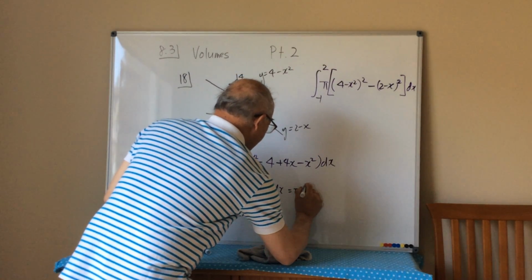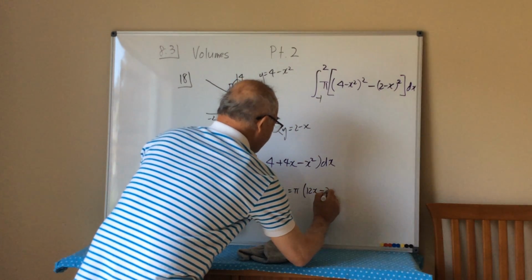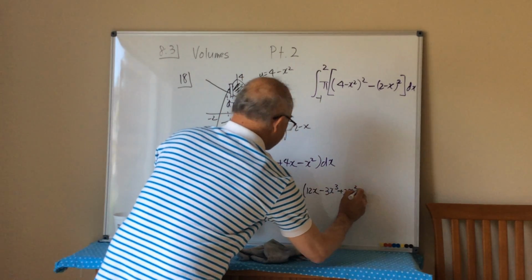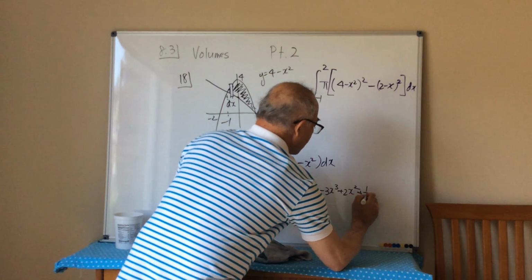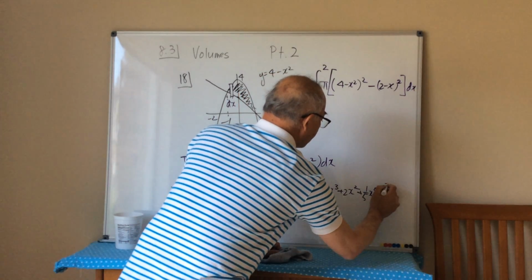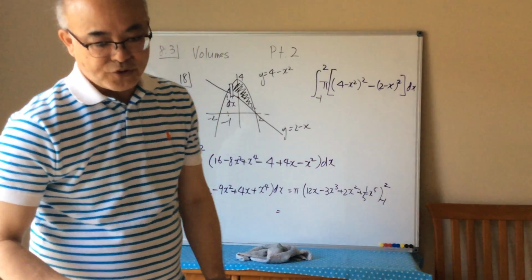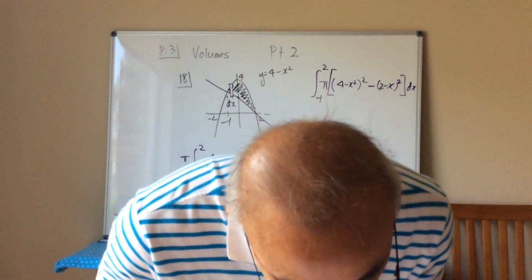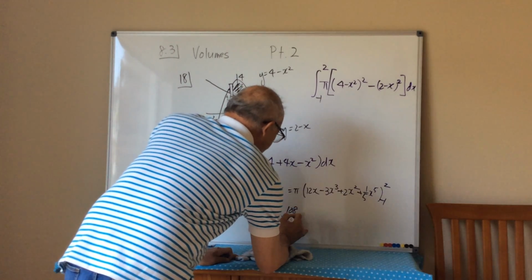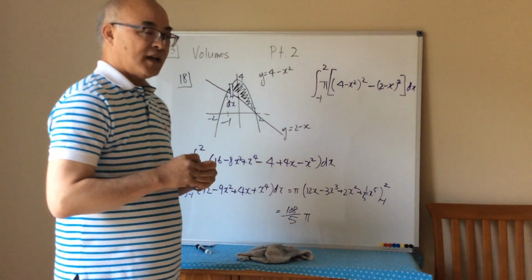Pi, take the antiderivatives here, I get 12x minus 3x to the 3rd plus 2x squared plus 1/5 x to the 5th. I'm going from negative 1 to 2, right? And we're not going to do the whole thing. If you do that, you're supposed to get 108 over 5 pi. Okay? And we'll stop here today.